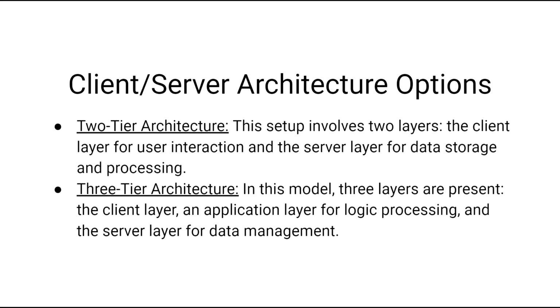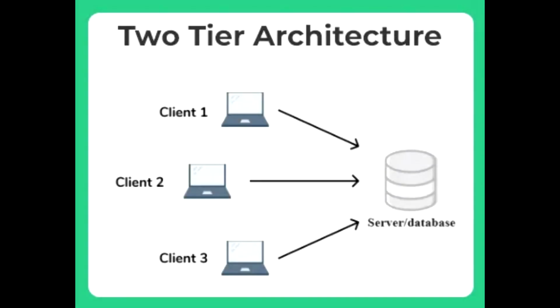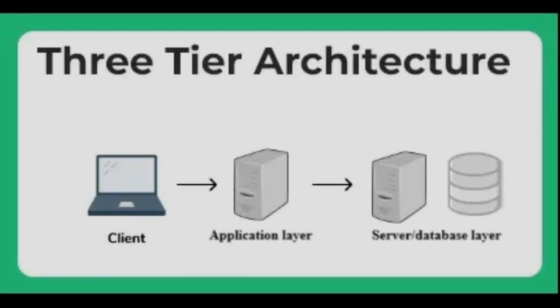Client-server architecture options. There is a two-tier architecture and a three-tier architecture. Two-tier architecture. This setup involves two layers: the client layer for user interaction and the server layer for data storage and processing. Three-tier architecture. In this model, three layers are present: the client layer, an application layer for logic processing, and the server layer for data management.